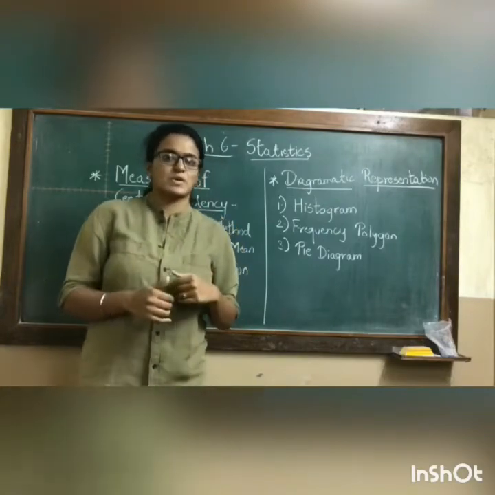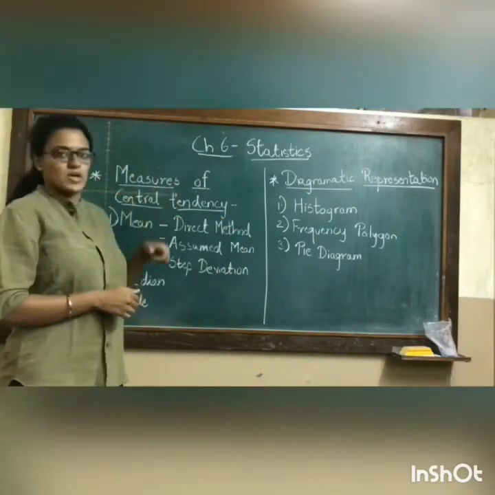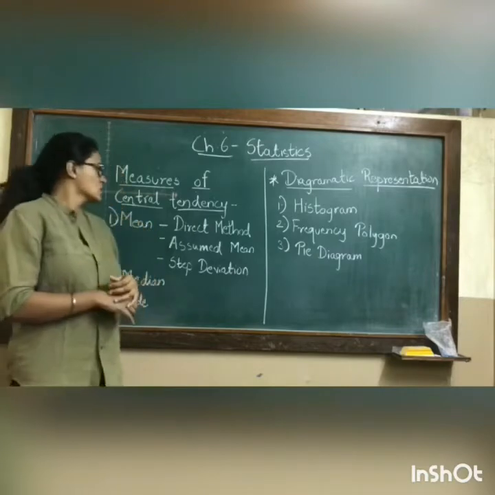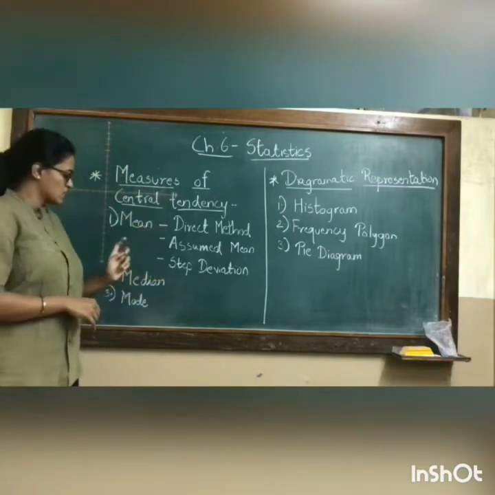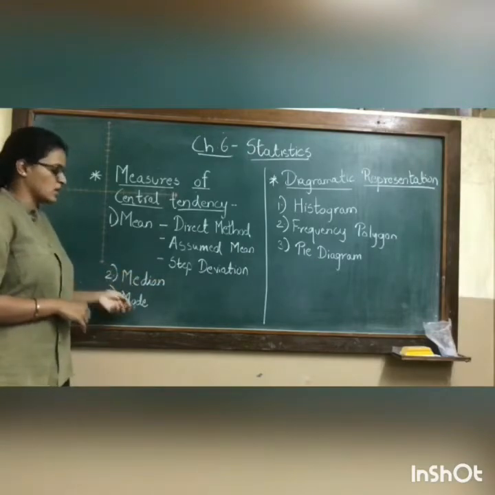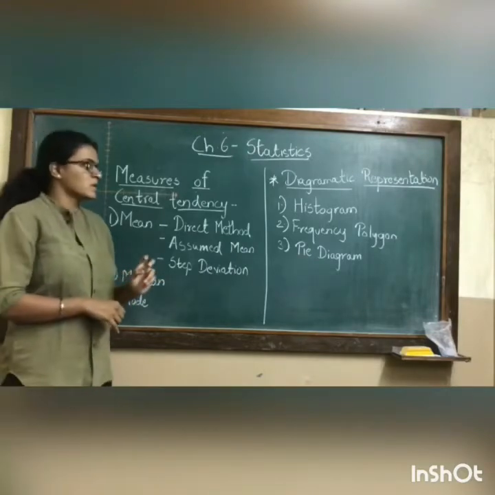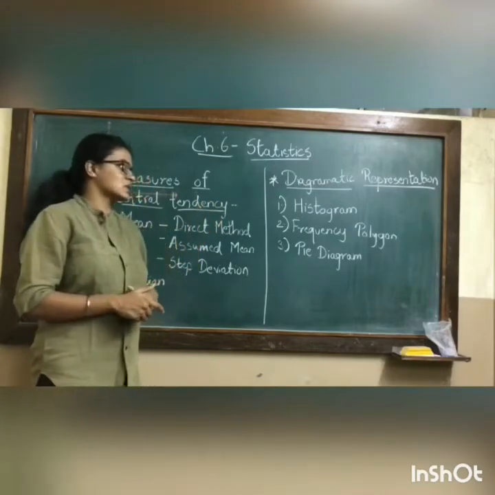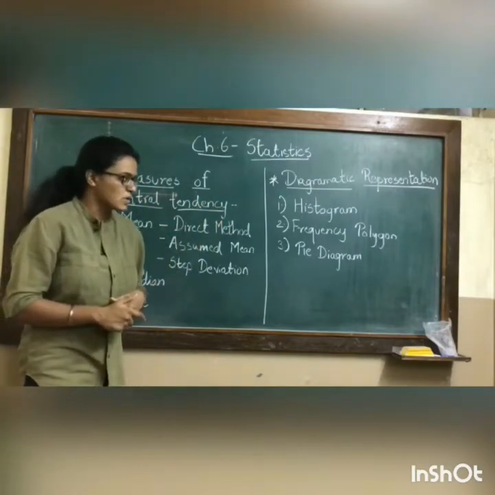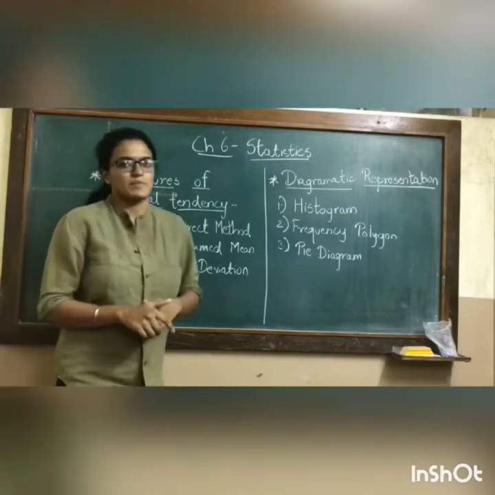So in this chapter we will be learning the following measures of central tendency, that is mean, in which we study three methods. Then we have median and then we have mode. And also we will be learning certain diagrammatic representations, that is histogram, frequency polygon and pie diagram.